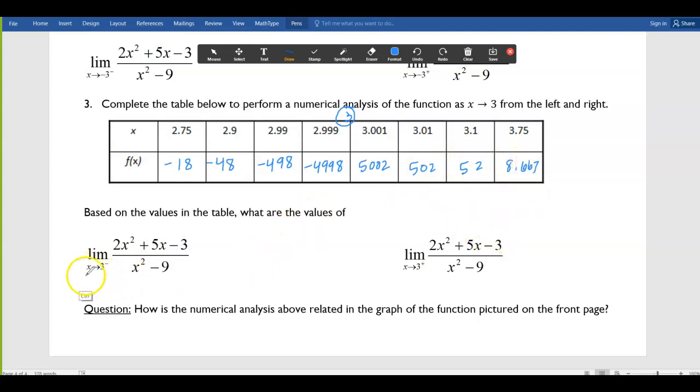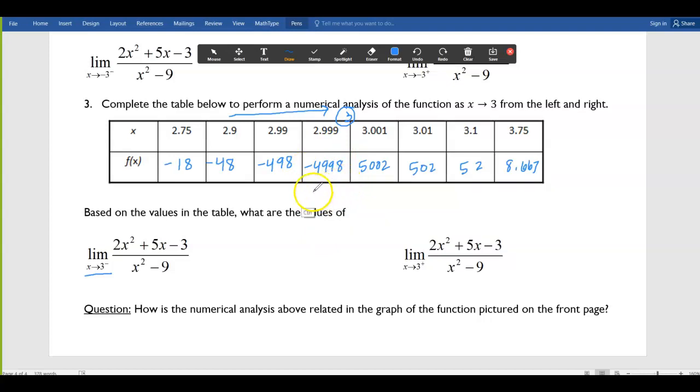Okay, so let's look at as x approaches 3 from the left. So x approaches 3 from the left is that direction. So I'm looking at these values, and maybe I just look at this last one here and say, oh, it's going to -5,000. That's actually incorrect. I can't just look at this single value here.